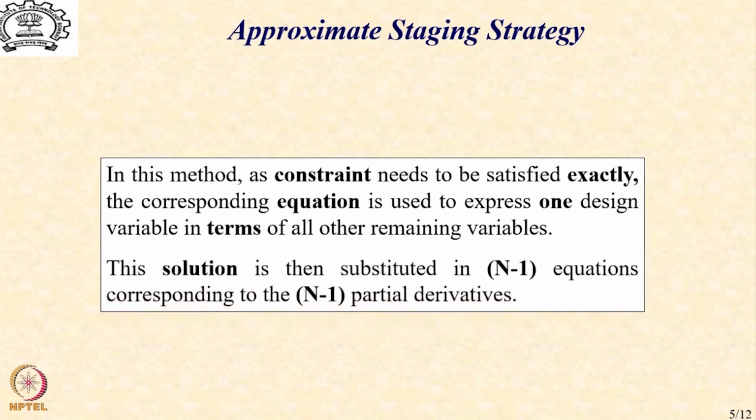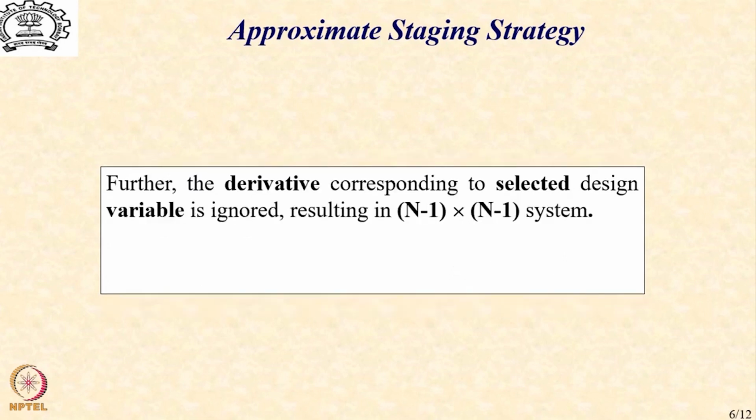The benefit that this gives is that the remaining partial derivatives are only n-1. So effectively we need to evaluate only n-1 partial derivatives and not n partial derivatives. And these n-1 partial derivative equations in terms of n-1 design variables can be solved simultaneously to obtain solution for n-1 design variables.